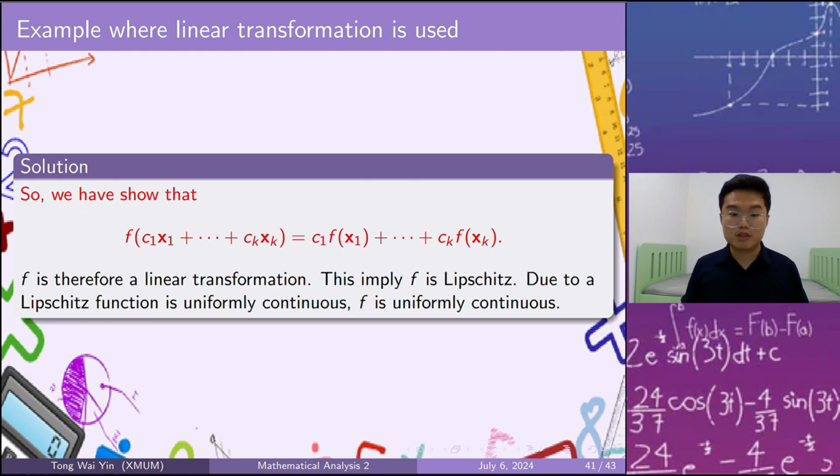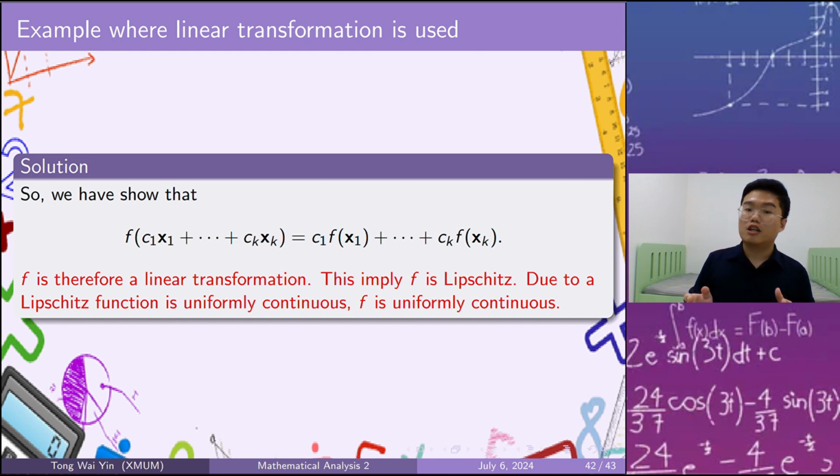Since we have successfully shown that the function f of the linear combination c1x1 plus until ckxk is equal to the linear combination of the function f applied to each vector separately multiplied by their respective scalars, f is therefore a linear transformation. This implies f is a Lipschitz function. Because a Lipschitz function is always uniformly continuous, f is uniformly continuous. In short, the concept of linear transformation is very vital in this kind of situation, because by determining that the function is a linear transformation, we can solve the problem easily.